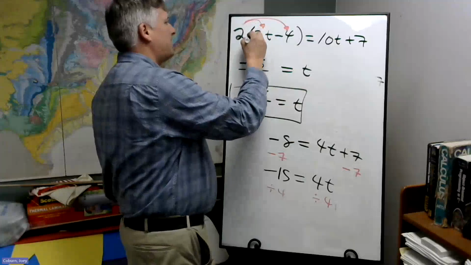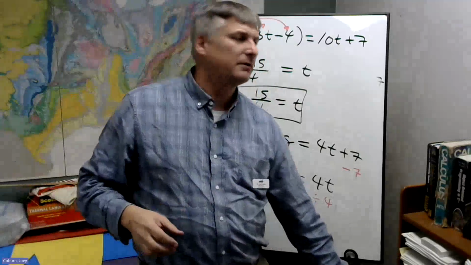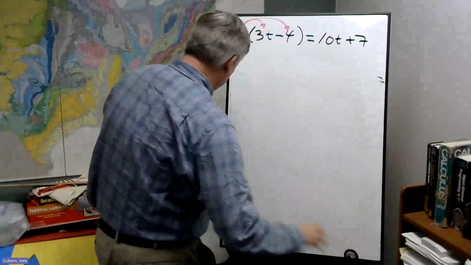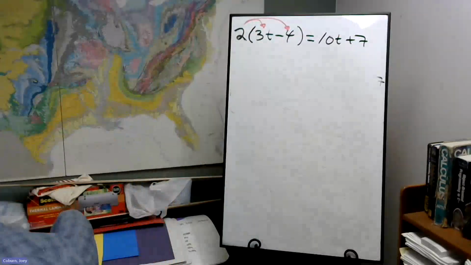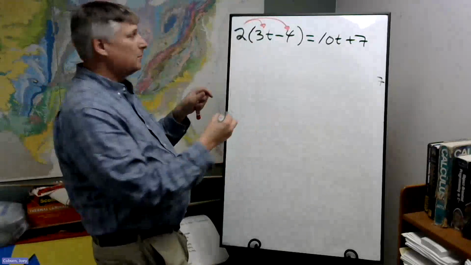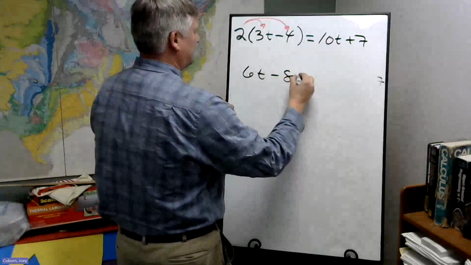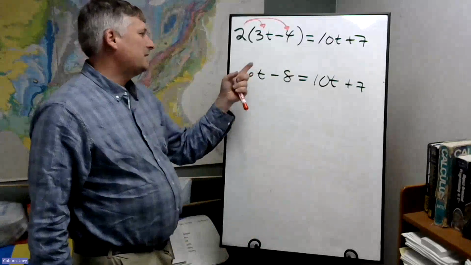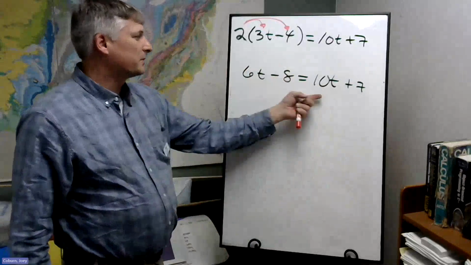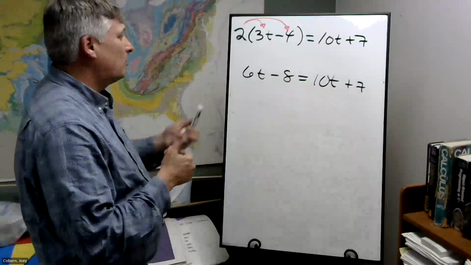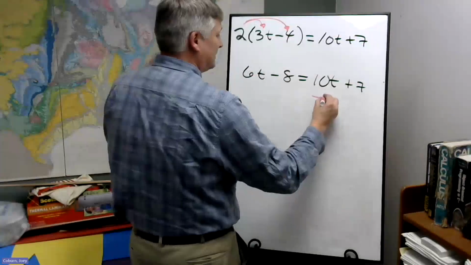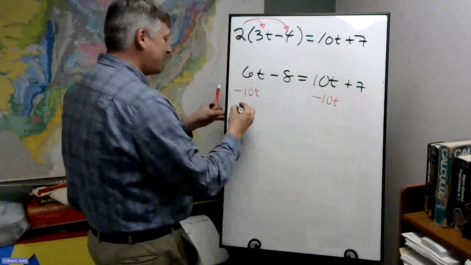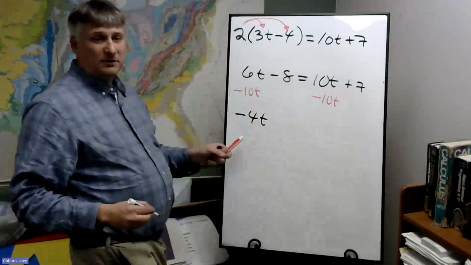Now, you may have noticed, and you might have noticed this in the previous video, I'm a little strategic how I cancel my t's on one side. So if I start again, oh, pardon me. So distribute the 2, 6t minus 8, 10t plus 7. I always subtract the smaller t from the bigger, or the smaller x term from the bigger. What happens if I don't do that? Well, it's perfectly fine. Let's say I want to cancel the 10t instead. Well, 6 minus 10 is negative 4. So this means we're going to get negative 4t on the other side.